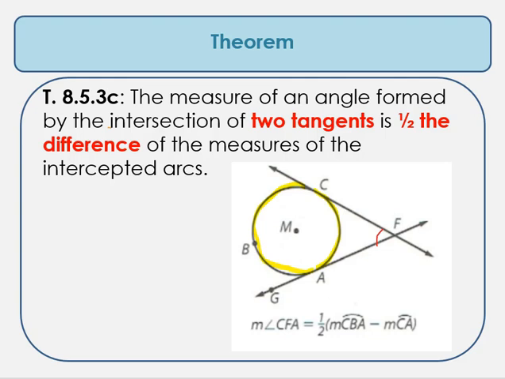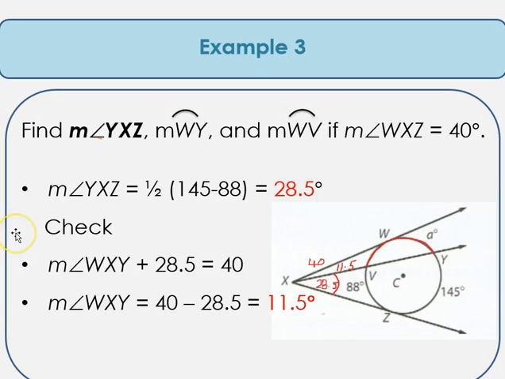Now, be sure when you're setting these up to put your larger arc first in your equation and then subtract your smaller arc. It doesn't matter what order they're in when you're adding them together, but when you're subtracting, you want to end up with a positive number, not a negative number.